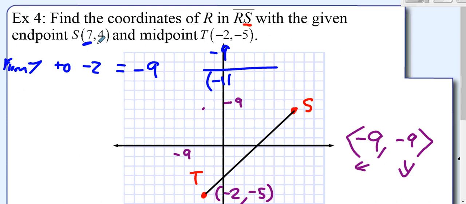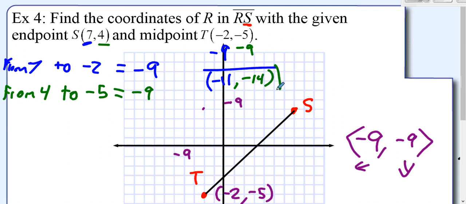And then same thing with your y coordinates. To get from 4 to -5, you got to subtract 9 again. So you do that again. -5 minus 9, that's -14. Same answer we said when we did it graphically. It's the same idea. You're just looking at how you got from the endpoint to the midpoint, and then you got to do it again. Or you can graph it out. You can see it visually.